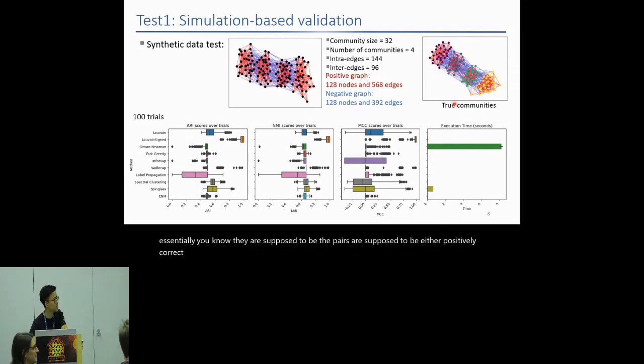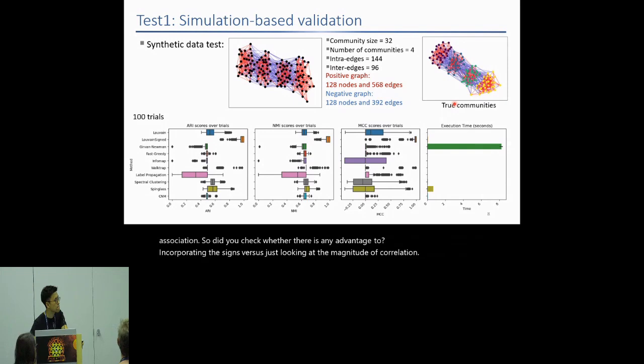Yes. So a related question is, in a pathway, some genes will be strongly negatively correlated and some genes will be strongly positively correlated. Right. So an alternate approach to all this is just taking the absolute value, because negative correlation also means functional association. So did you check whether there is any advantage to incorporating the signs versus just looking at the magnitude of correlation? Yeah, good question. We haven't checked this.